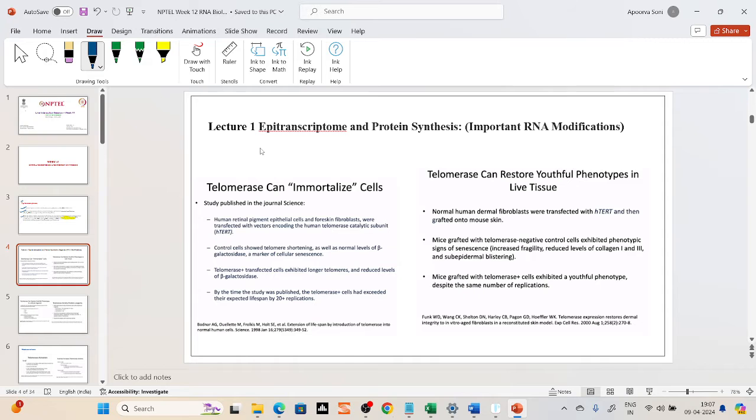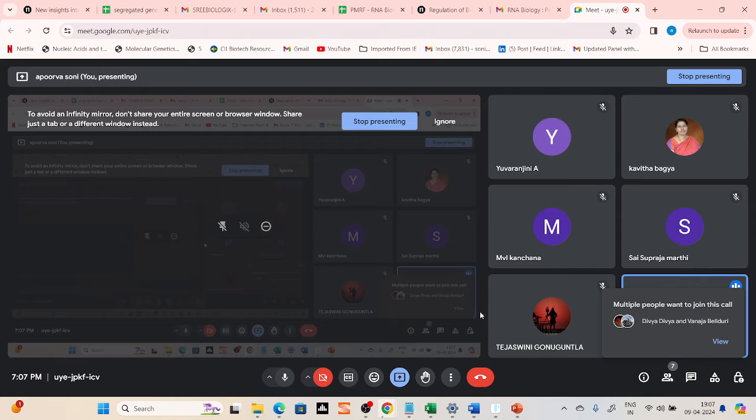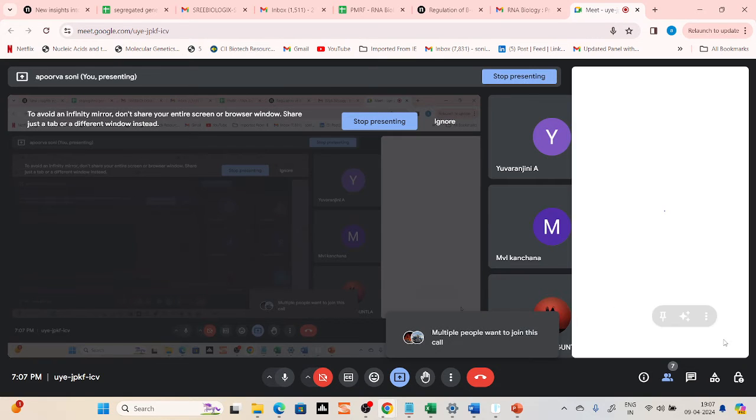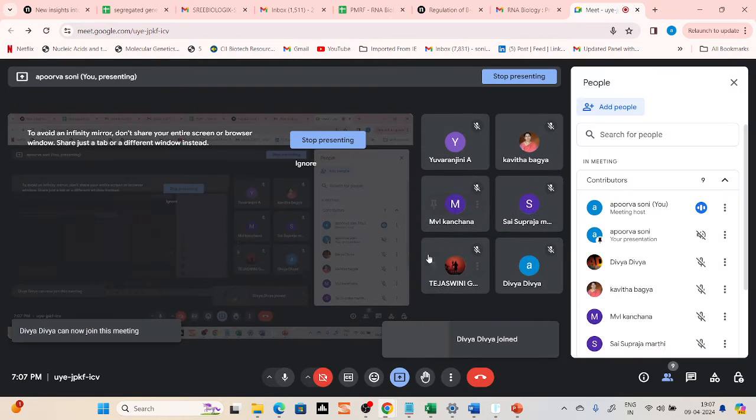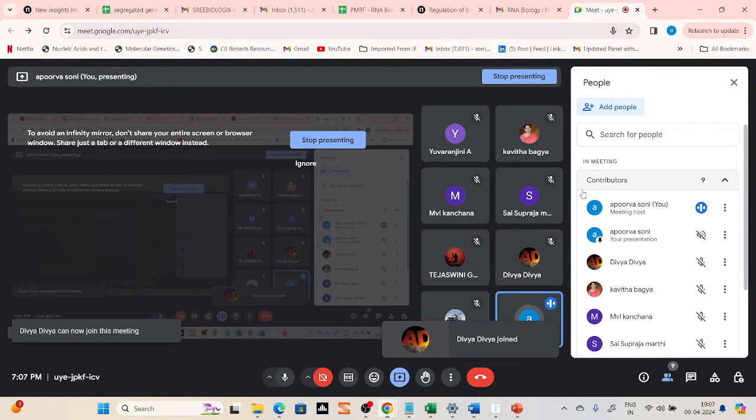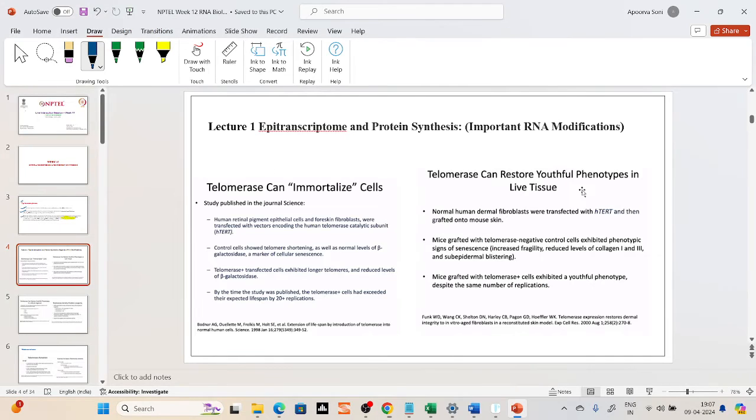One of the reasons that cells eventually die is that the telomeres eventually get shortened, the cells get exhausted of telomeres, and the cell dies. But if telomerase enzyme is present, then the cell cannot die, because after every round of replication, new telomeres are added with the help of telomerase enzyme. So, in a way, telomerase can immortalize the cells.